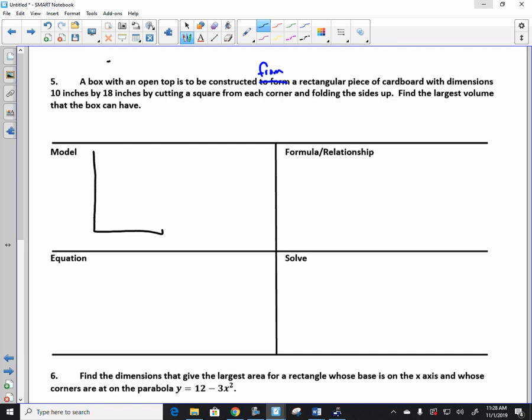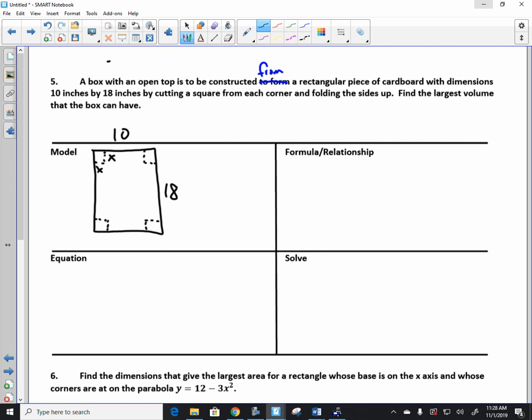So I'm going to draw this rectangle. You see in the first box, we model the problem, so we get a picture of what's happening. I'm going to cut the corners, so I'm going to call it X by X. Can somebody tell me what else I should maybe put on this drawing? 10 and 18, good. Like the way you think. Great. I've got the general idea.